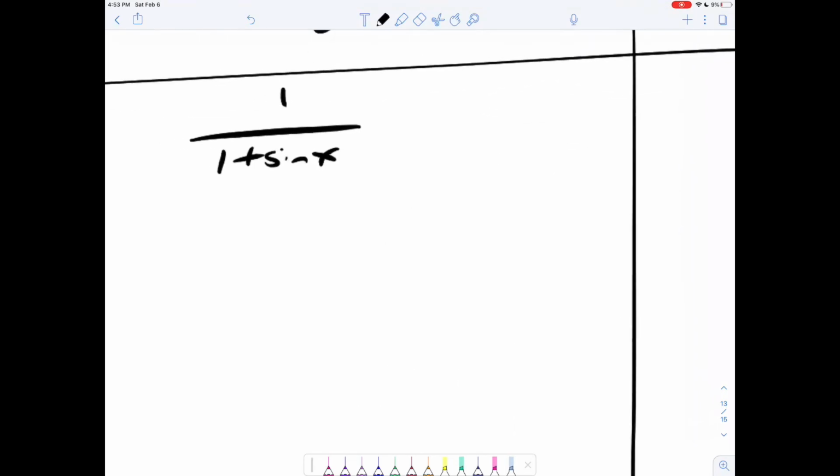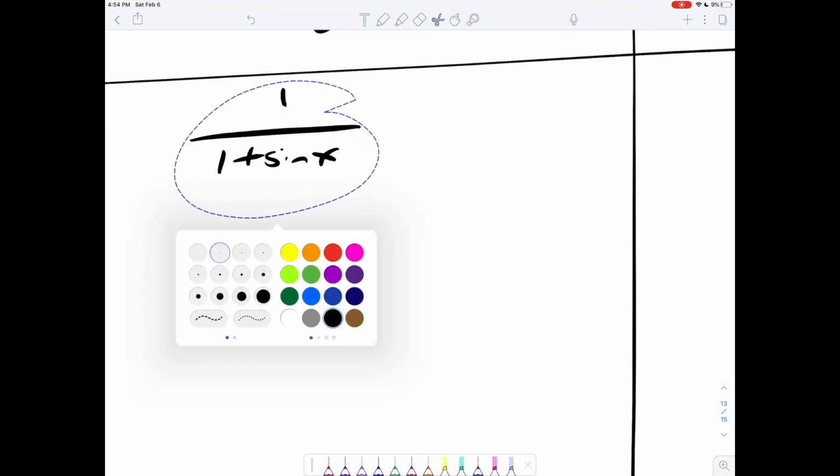Whenever I see 1 plus a function or 1 minus a function, and there's no squared involved up here, I'm thinking to myself, I'm probably going to want to multiply by the conjugate, because I'm going to have then 1 minus something squared, which might relate to a Pythagorean identity. So that's what I'm thinking in that case, and that's what I'm going to go with.